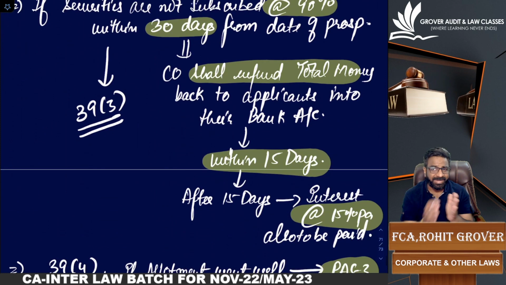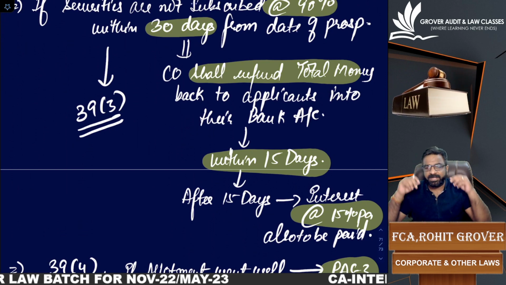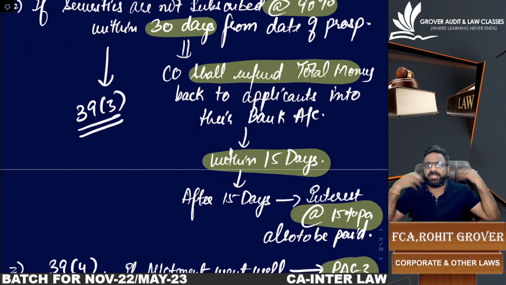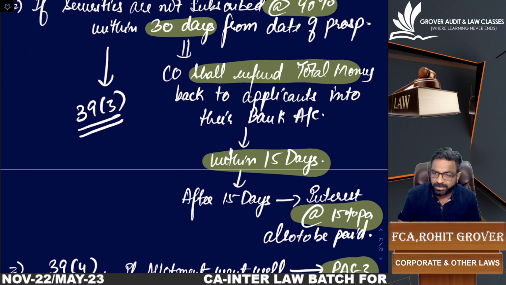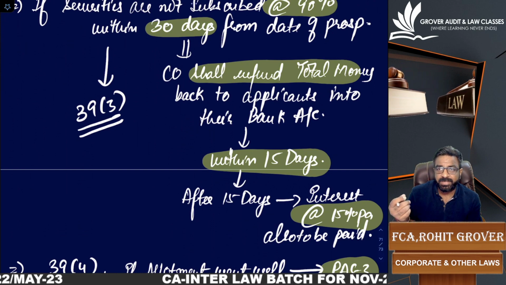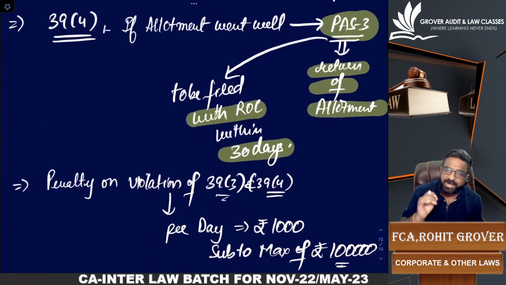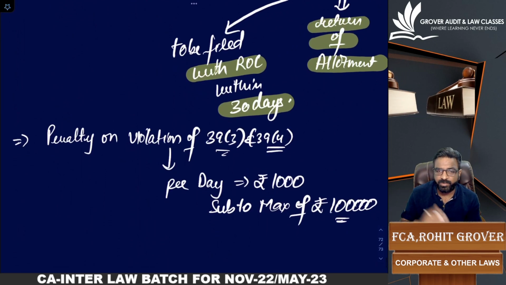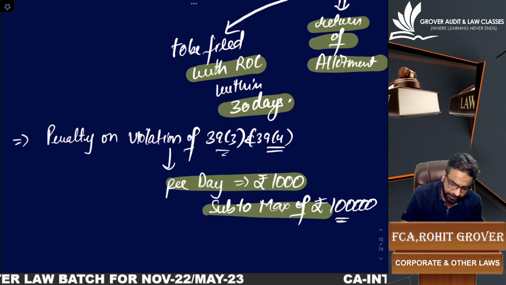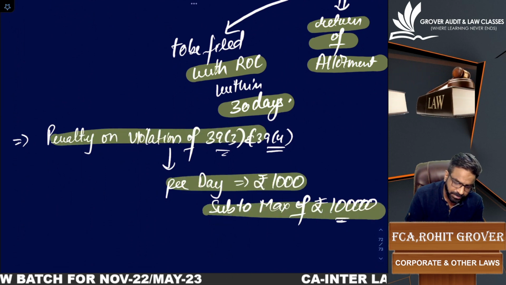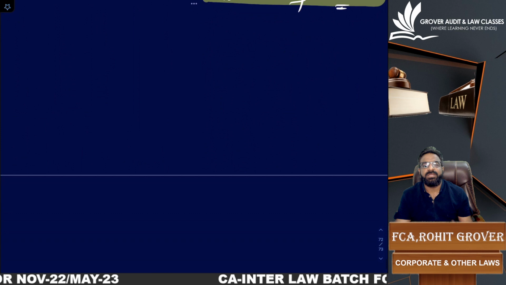After 15 days, remember, the interest and this penalty are different. Just now we have done this. Interest is paid by the company. It is not a penalty. It is just the company paying the interest, because you will treat it that their money was lying with the company in the form of a loan. Can I say that the company was holding the applicant's money as a loan? So on the loan, you are paying 15% interest. But if you violate, if you delay more than 15 days, or more than 30 days in PAS 3, then in that case this is a penalty. What is the penalty per day? ₹1,000 and subject to the maximum of 1 lakh.